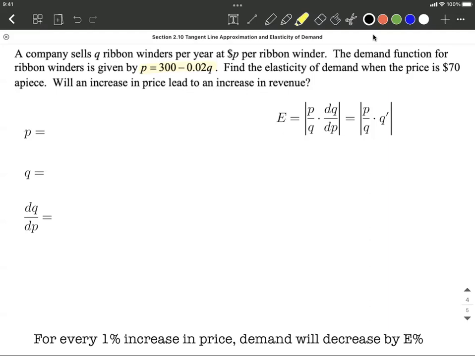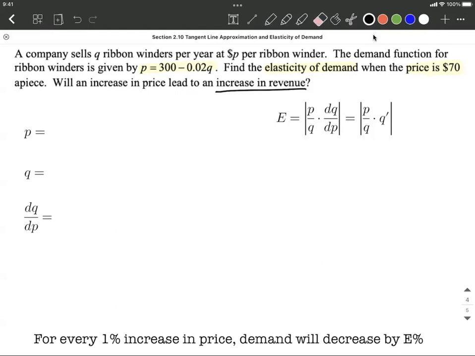All right, the goal on this problem is we're going to calculate the elasticity of demand when the price is $70, and then figure out should we increase our price or decrease our price to increase our revenue. That's the end goal on this, is to increase your revenue. You want to know, is our price set right? Should I increase it? Should I decrease it? All right, so the formula is listed over there for the elasticity of demand.